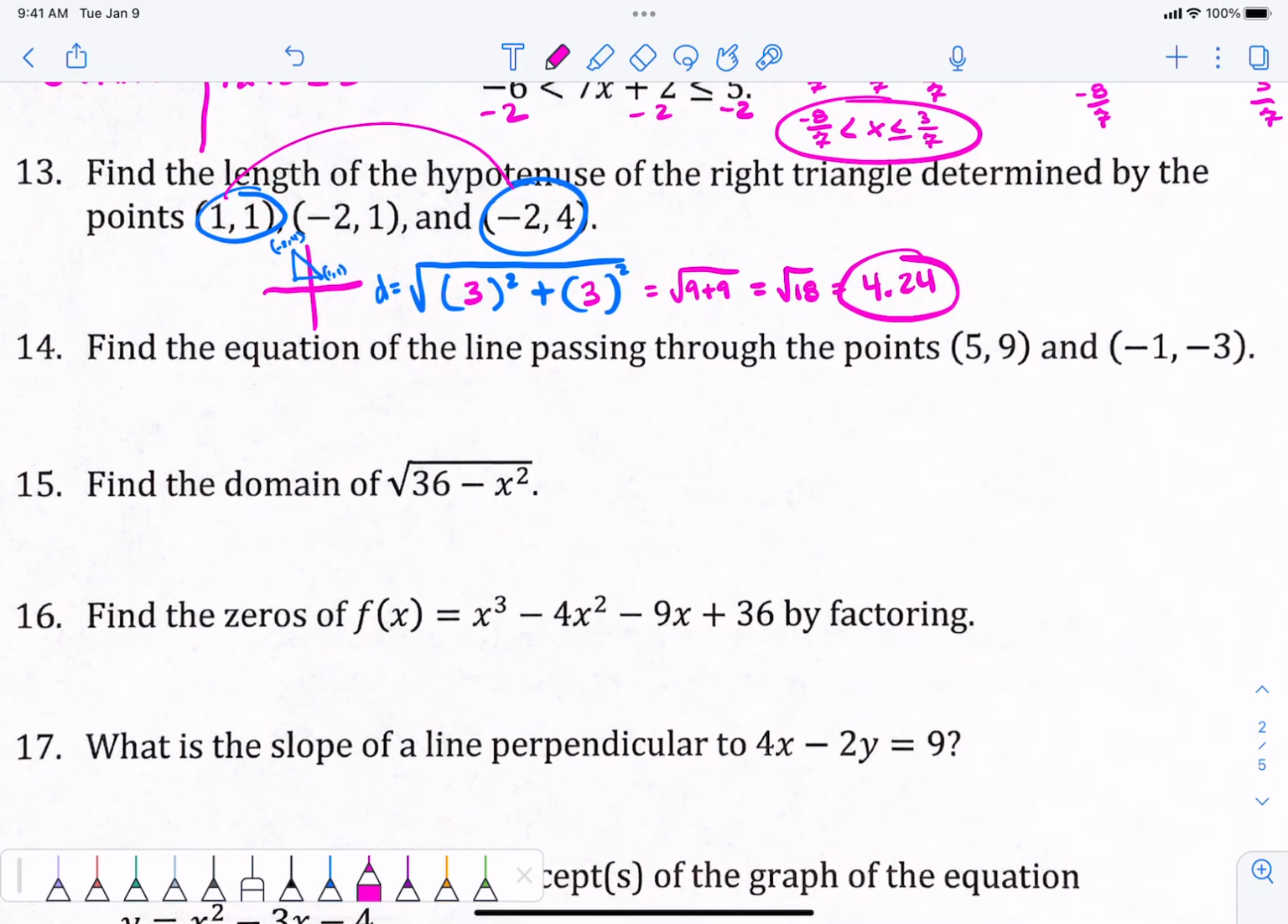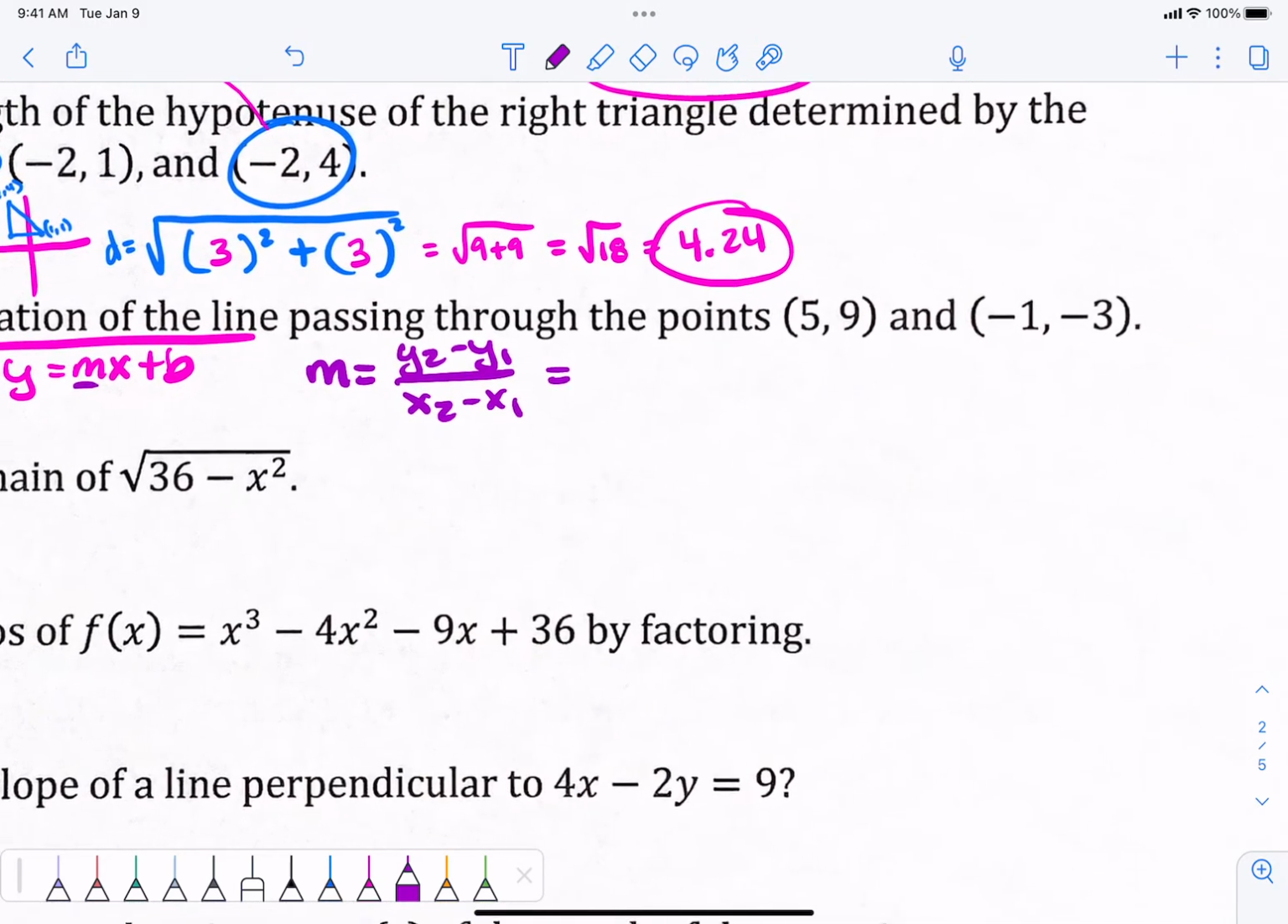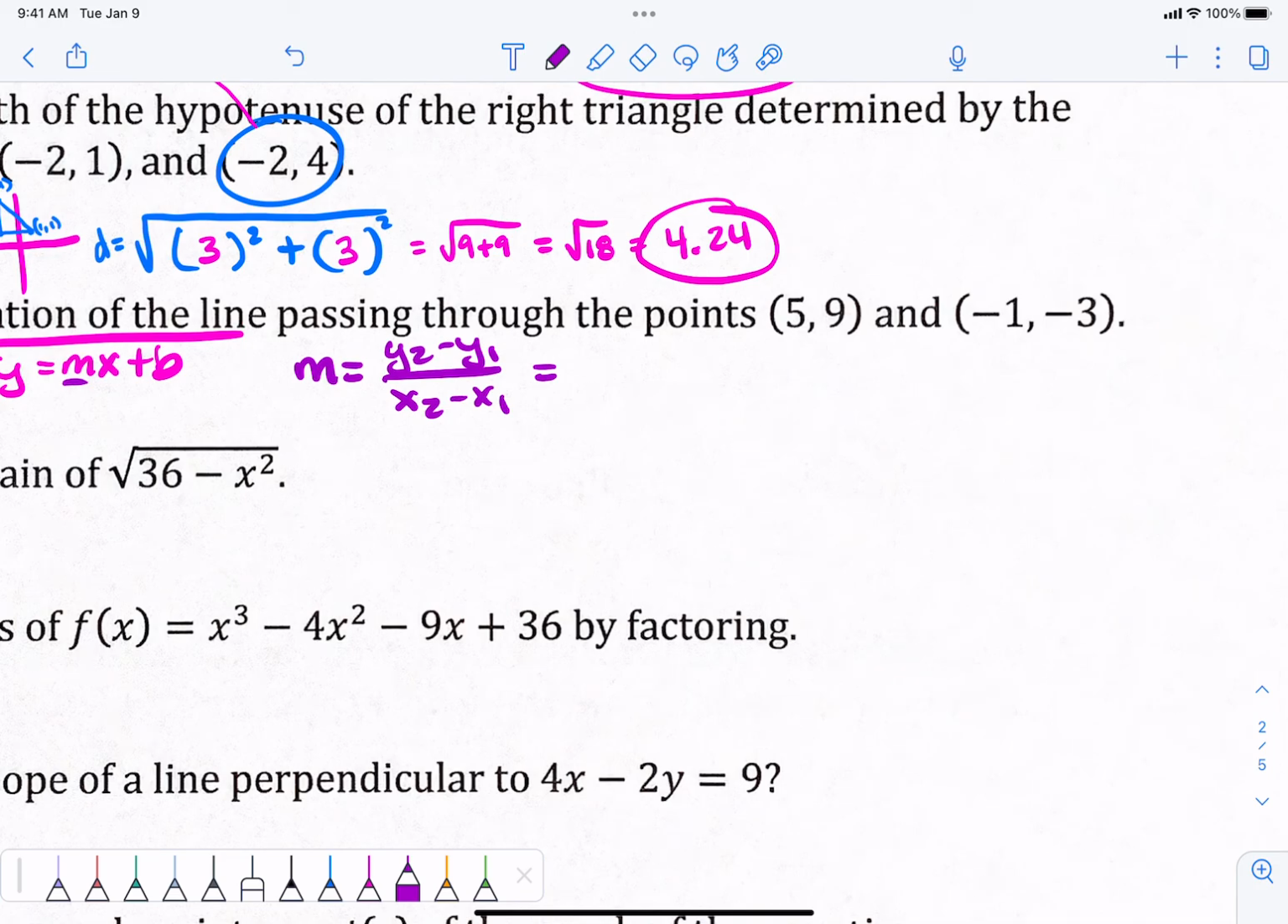Find the equation of the line that passes through those 2 points. Number 14. Slope. Okay, the equation of the line is y equals mx plus b. What are you finding first? Slope, m. How do you find m? y2 minus y1 over x2 minus x1. So 9 minus negative 3 over 5 minus negative 1. Plus 1. 12 over 6 is 2. I'm just proud of myself.